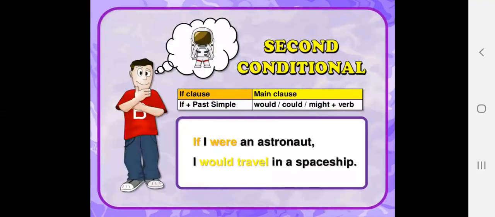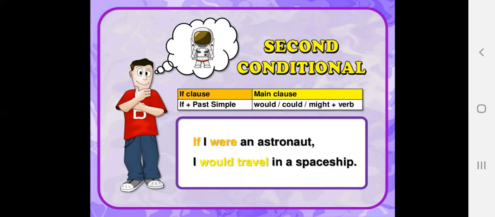Now we are talking about the second conditional sentence. If clause plus past tense, and in the main clause we can use would, could, might, and the first form of the verb. When we are talking about a hypothetical situation, something which we wish we could do, something which has less probability to happen, we use the second conditional.